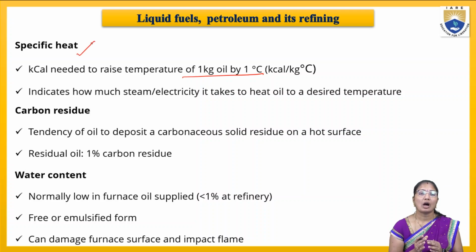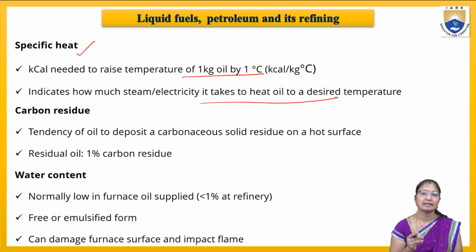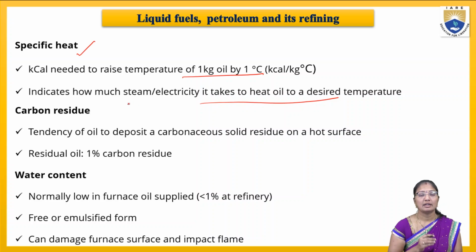It indicates how much steam or electricity it takes to heat the oil to a desired temperature. This is the major thing, because it tells us how much steam or electricity we need to raise the temperature of the crude oil, specifically 1 kg of oil by 1 degree centigrade. This is the specific heat of the liquid fuels.